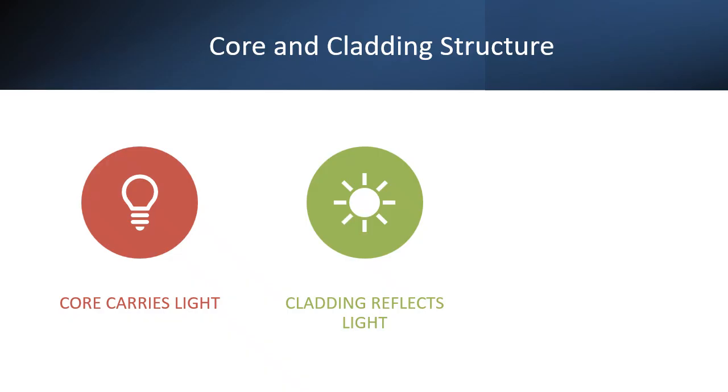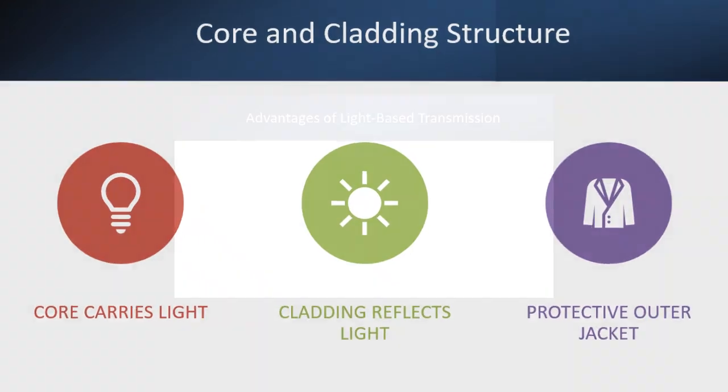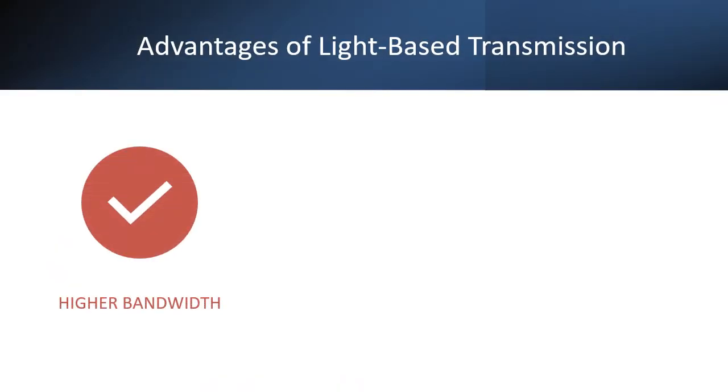Advantages of light-based transmission. Using light provides several advantages. Fiber optics support extremely high data bandwidths. They can transmit data over long distances with minimal signal loss. They are also more secure, as light signals are difficult to tap without detection.